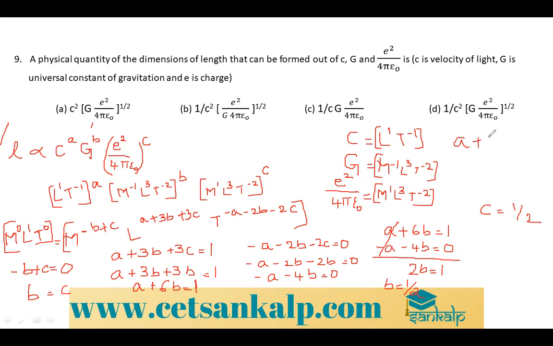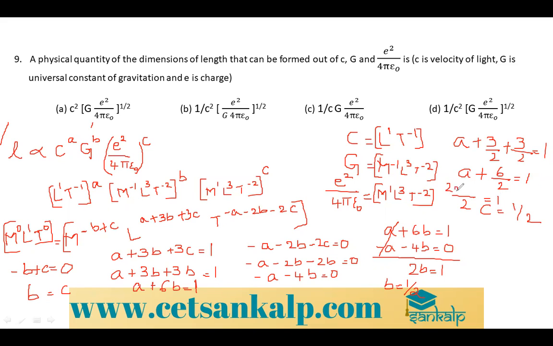a plus 3c and 3b is there. It is 1 by 2, and 3 by 2 plus 3 into c, which is again 1 by 2, is equal to 1. So a plus 6 by 2, can we write it like that? 3 plus 3 is 6 by 2 is equal to 1. Now just cross multiply this.